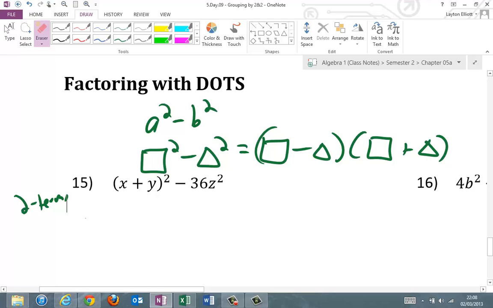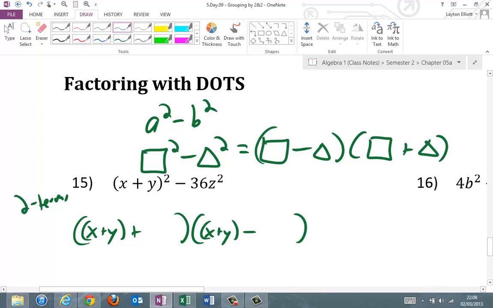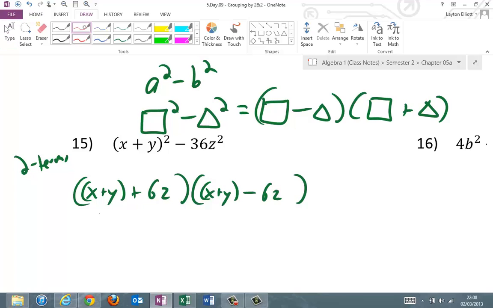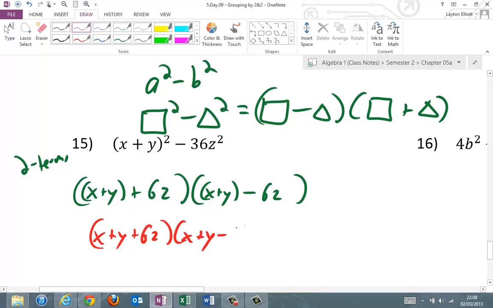The way we dealt with that is we do big parentheses with a plus minus. And I look at my first group, and it's an x plus y in parentheses. And I look at my next group and it's an x plus y in parentheses. And then the square root of 36z squared is a 6z, and this is a 6z. I'm going to write that one more time, a little bit cleaned up. X plus y plus 6z, and x plus y minus 6z.